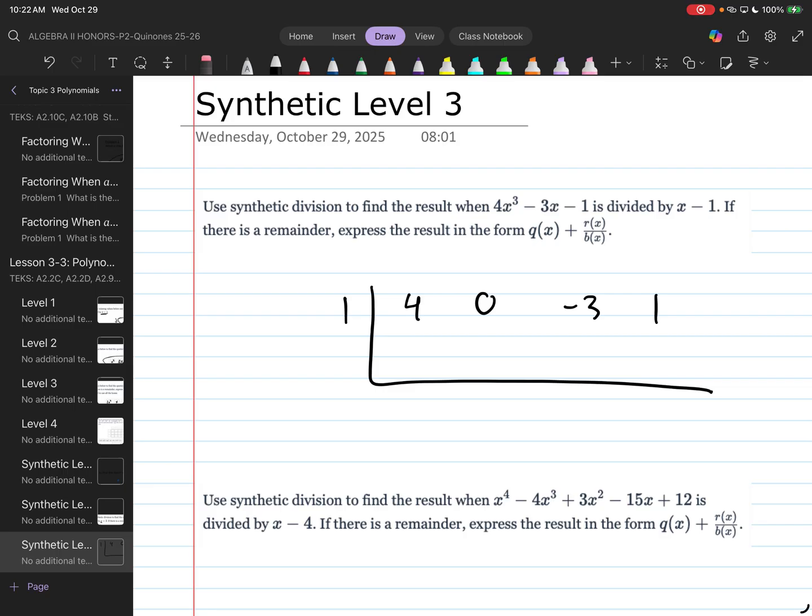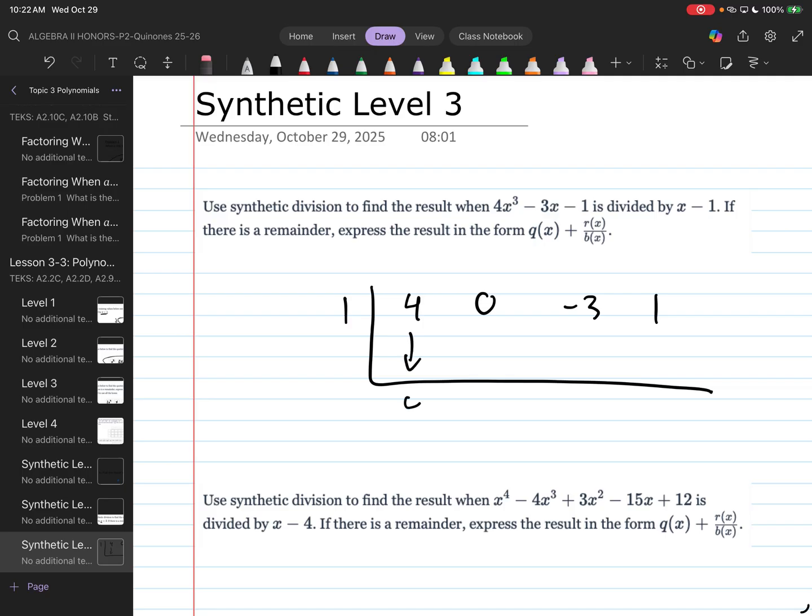So even if you're missing either a linear term, quadratic, cubic term, it doesn't matter. You have to include a placeholder of however many terms you're missing, right? So I'm missing an x squared. I have 0 x squareds in this polynomial. So I need it in order for me to be able to do synthetic division correctly. That's the difference between level 2 and level 3. There may be some missing terms that you have to look out for.